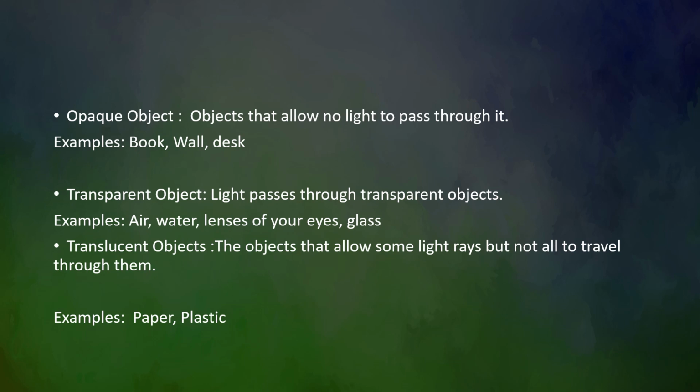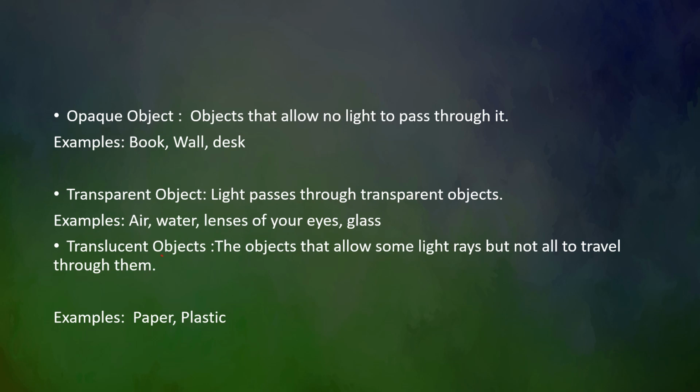Okay, transparent objects. Transparent objects are objects that allow light to pass through them, such as air. You see air in your room, but if there is a light bulb, it spreads the light in the whole area of the room. Although there is air, since the light passes through the air, the air is a transparent object. Also, the lenses of your eyes are transparent, so the light passes through your lenses. Water is a transparent object. Glass is a transparent object.